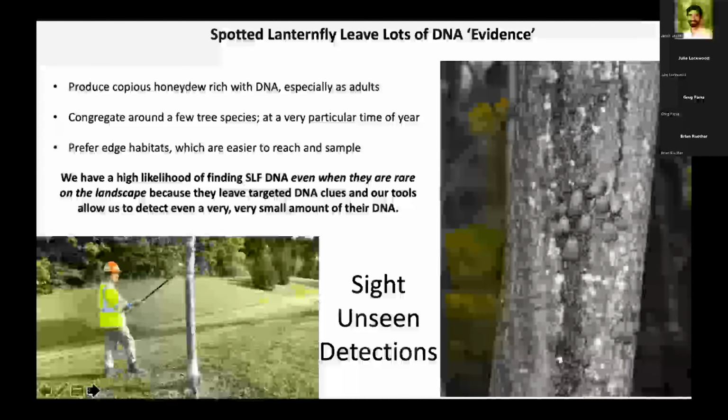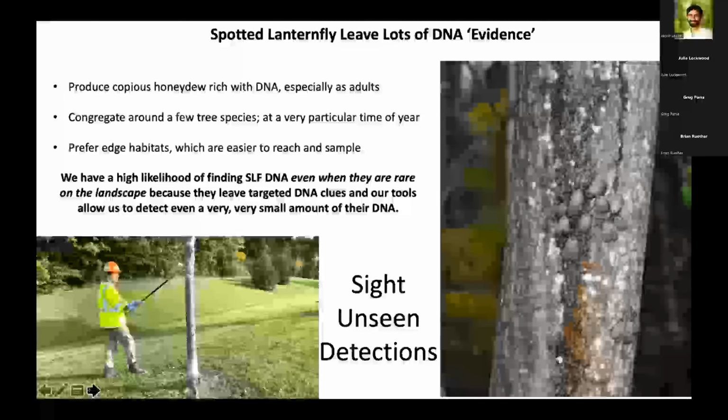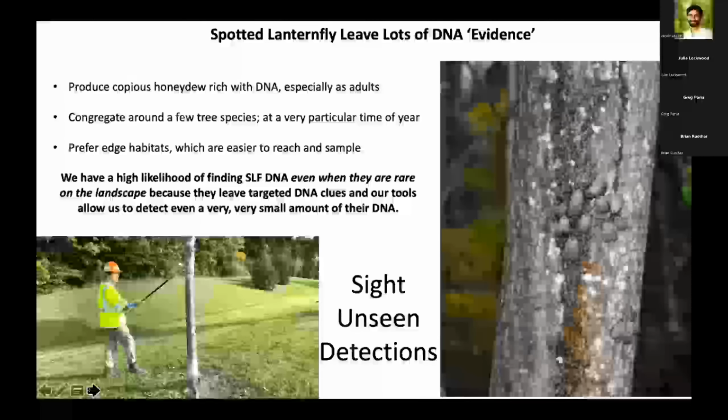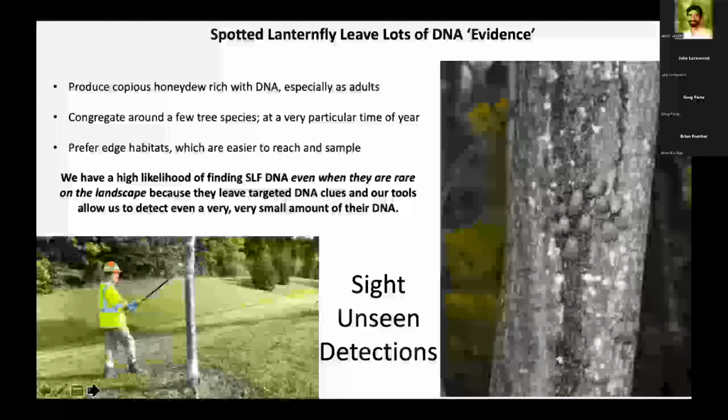So this is how it works: SLF leave a lot of eDNA evidence, or DNA evidence, around. They produce copious amounts of honeydew, which are rich with their DNA, especially as adults. They congregate around a few trees, and they do that at a particular time of year, which means that when you stop the truck and go out and survey, you know where to go.